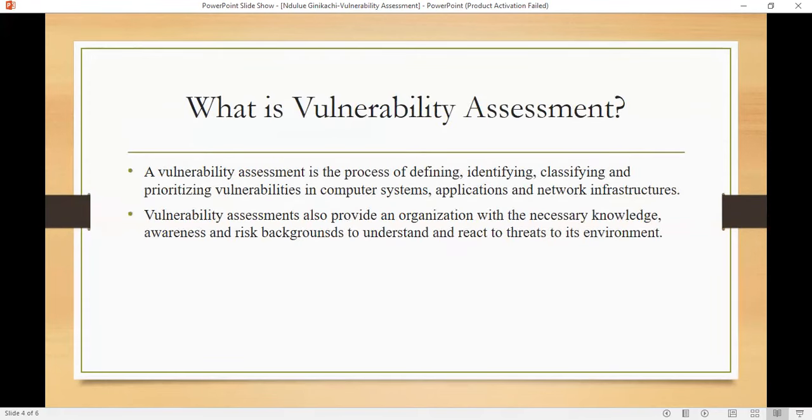Vulnerability assessment is the process of defining, identifying, classifying, and prioritizing vulnerabilities in computer systems, applications, and network infrastructures. The vulnerability assessment also provides an organization with the necessary knowledge, awareness, and risks to understand the threats in the environment. So let's take a scenario where an e-commerce company, for example, sells products online.